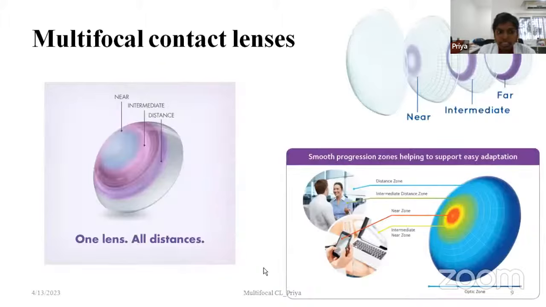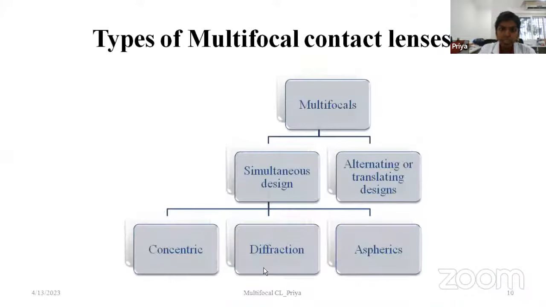Multifocal contact lenses. In multifocal contact lenses, we have near, intermediate, and distance zones. Mostly, the near vision is given in the center, followed by intermediate and distance. Types of multifocal contact lenses. Multifocal contact lenses are classified into two types: simultaneous design, and alternating or translating design. In simultaneous design, we have concentric, diffractive, and aspheric.